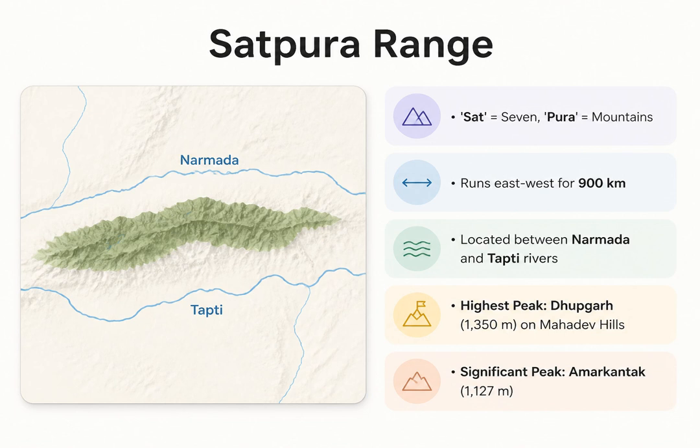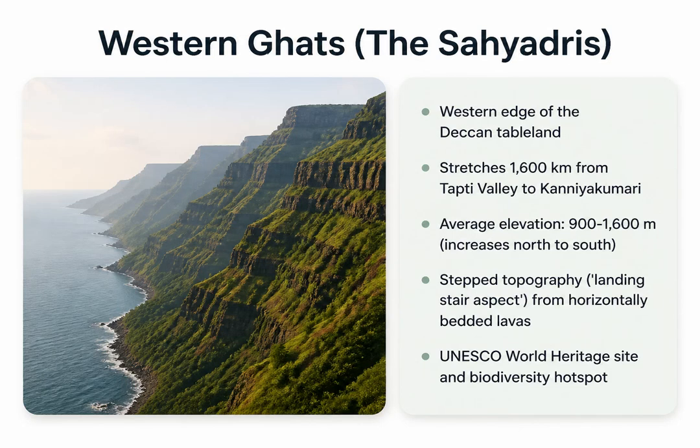ecological and hydrological node. Now we turn to the Western Ghats, also known as the Sahyadris. They form the western edge of the Deccan tableland, rising abruptly from the western coastal plain and sloping gently to the east. Stretching an impressive 1,600 kilometers from the Tapti Valley down to just north of Kanyakumari, their elevation actually increases from north to south.